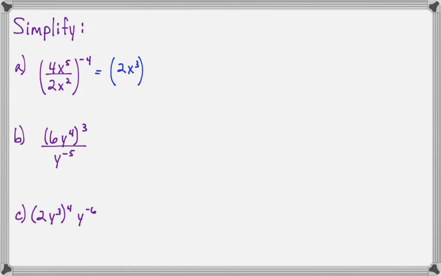Now, the whole thing is to the negative 4. If you like, you can think of 2x to the 3rd as having a denominator of 1. And then you can say, okay, a negative exponent will cause the fraction to flip over and will make the exponent positive on the outside. Now we have to do the 4th power to everything in the parentheses. So 2 to the 4th is 16, and x to the 3rd to the 4th is x to the 12th.